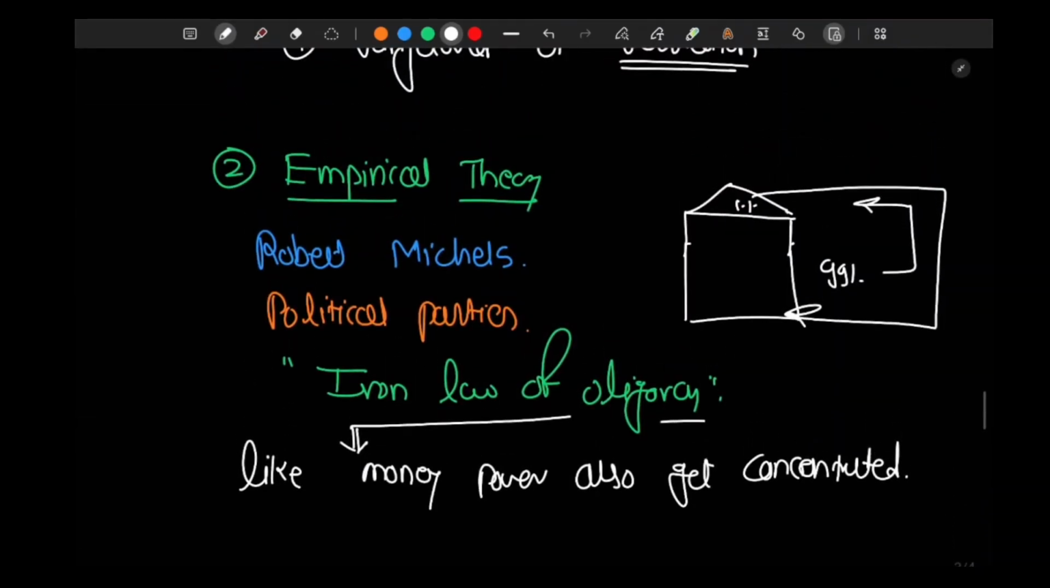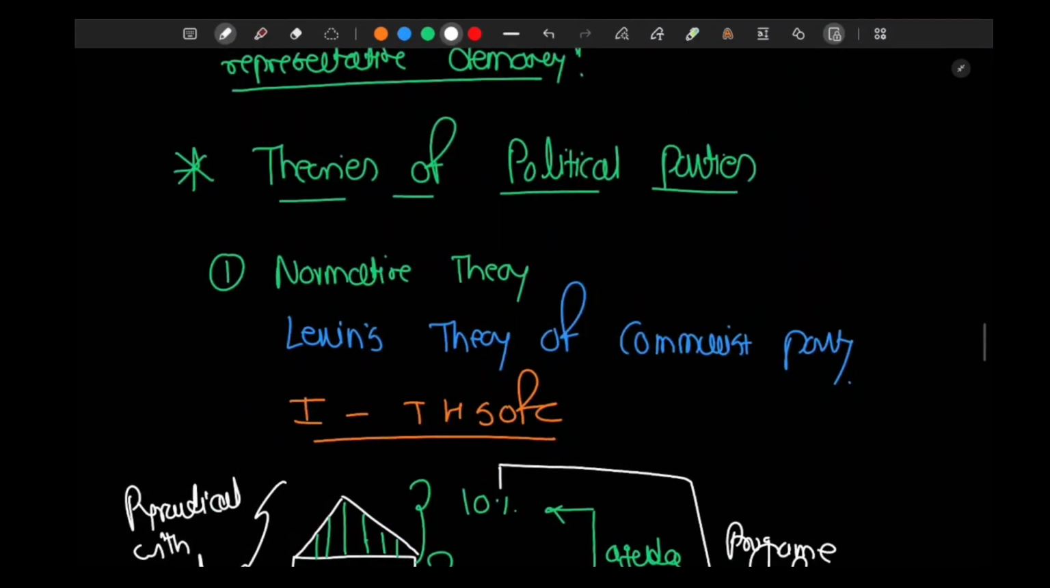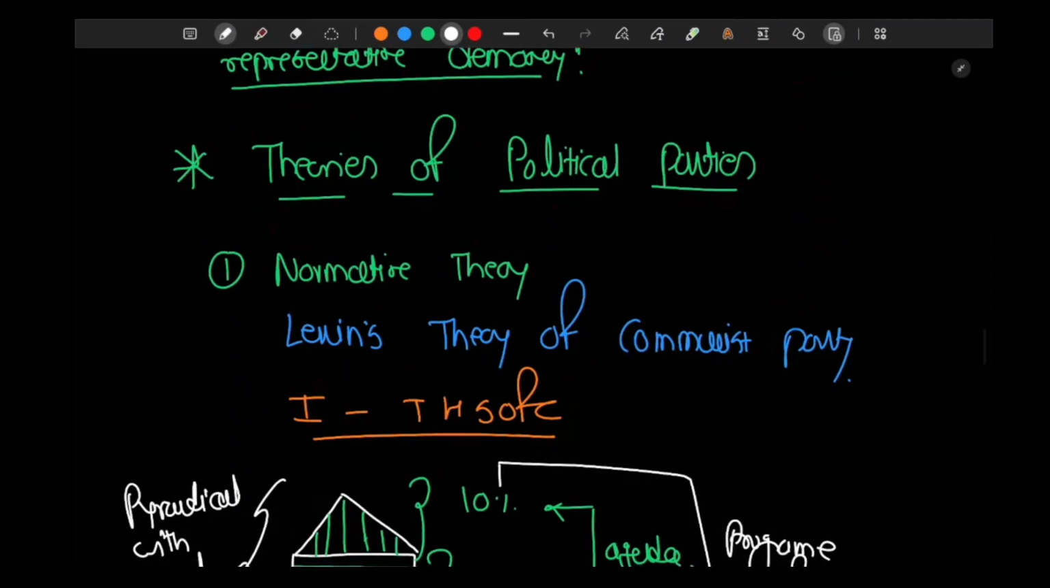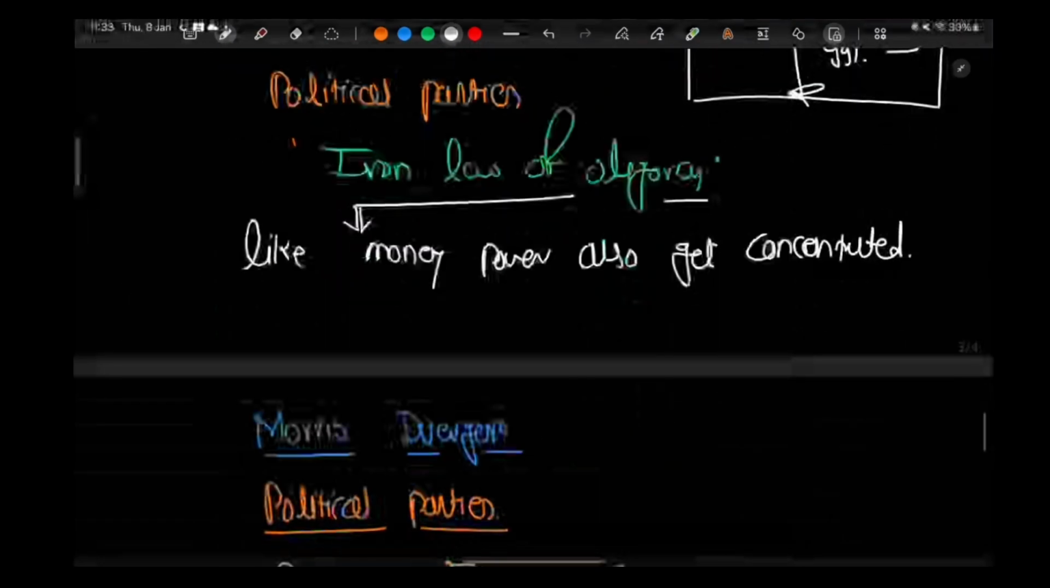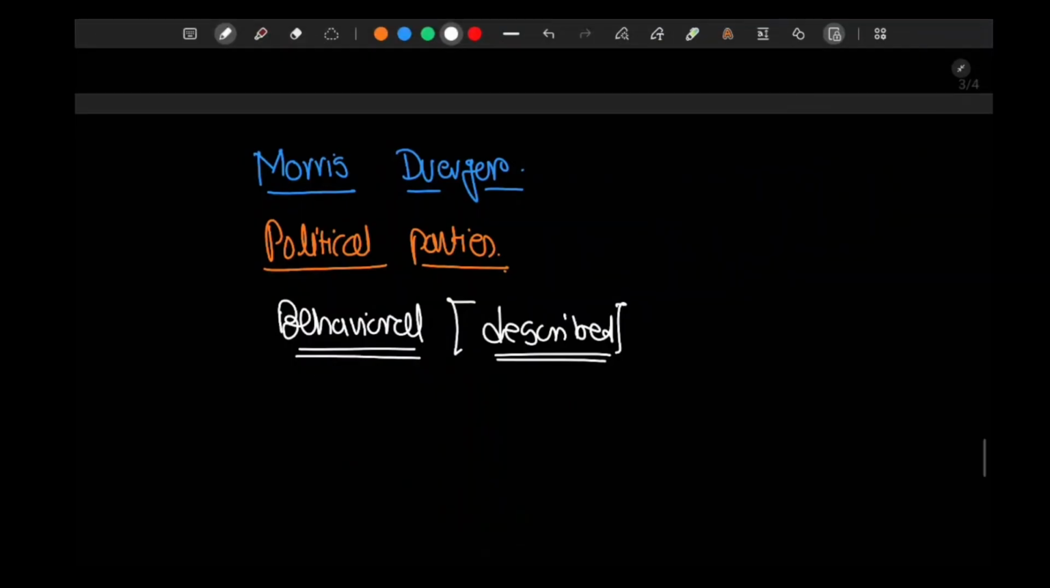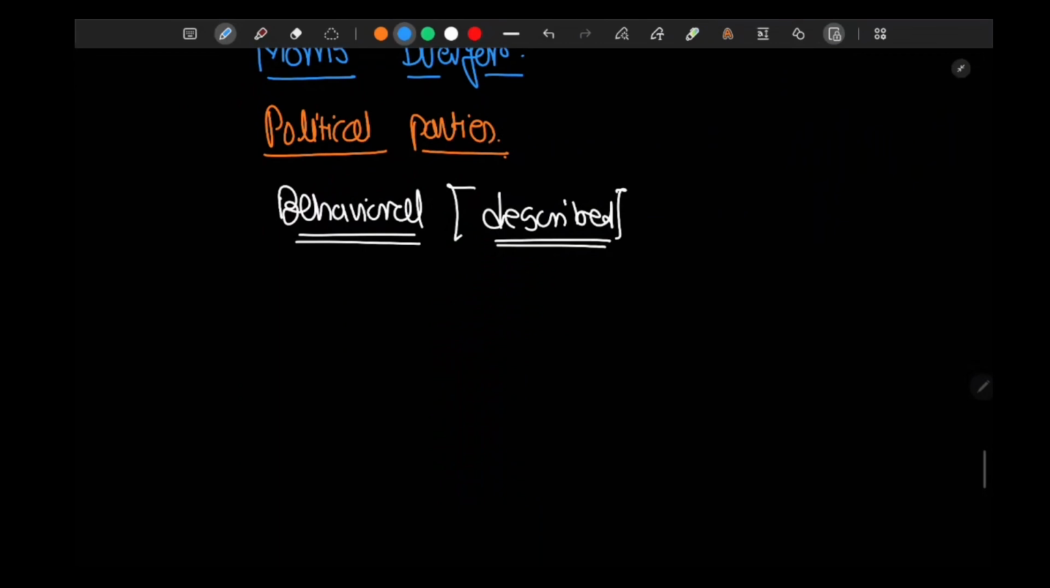Like Michels has also given a description of communist or socialist political parties. On the other hand, the normative theory of Lenin explained why a political party should exist and what it is going to do. It is not really descriptive but prescriptive on what should be. The rest of the theories are descriptive. So Maurice Duverger is a behavioral political scientist, and he has given Duverger's law.